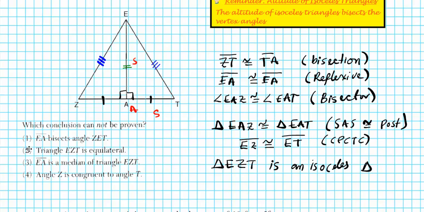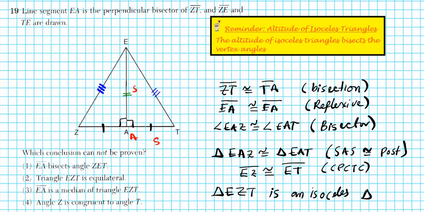All right. So let's go over here and see which of the statements cannot be proven. It says EA bisects angle ZET. What did we talk about earlier? This segment EA is known as the altitude of our triangle. It goes from the extended base, perpendicular to the extended base, and intersects the vertex opposite the base. That's the altitude. We know that altitudes of isosceles triangles bisect vertex angles, so it has to bisect this angle. This angle here has to be congruent to this angle here. That's a fact since this is an isosceles triangle, so this is check.